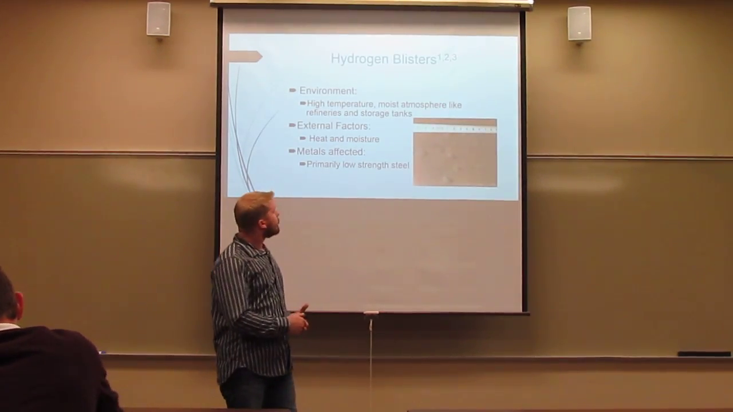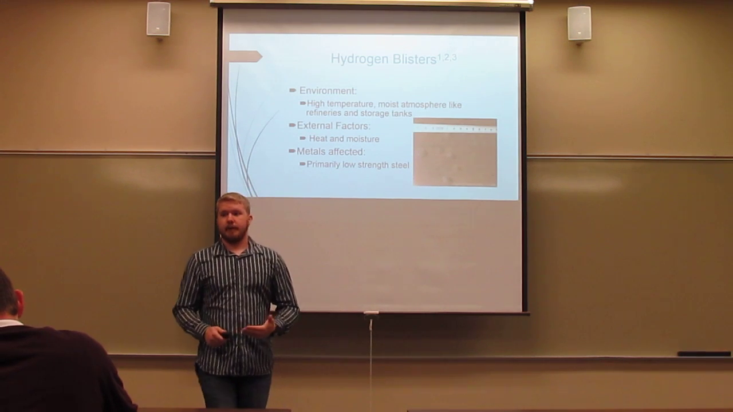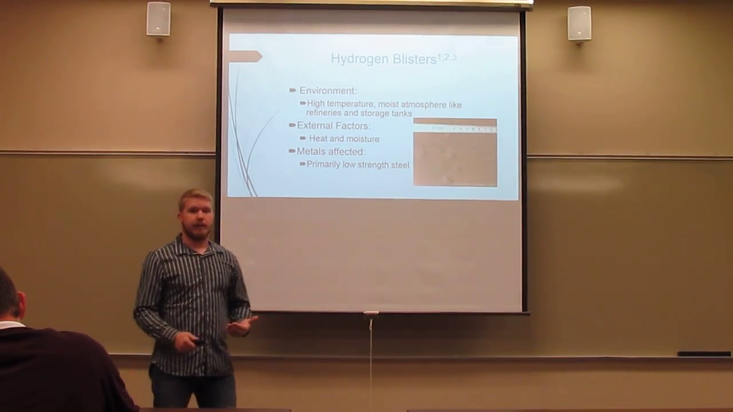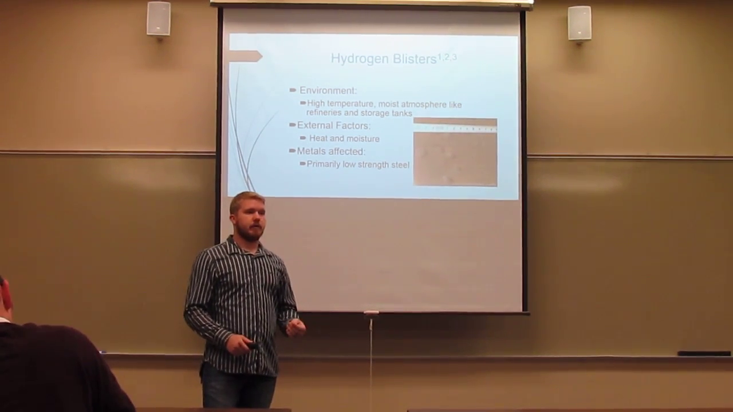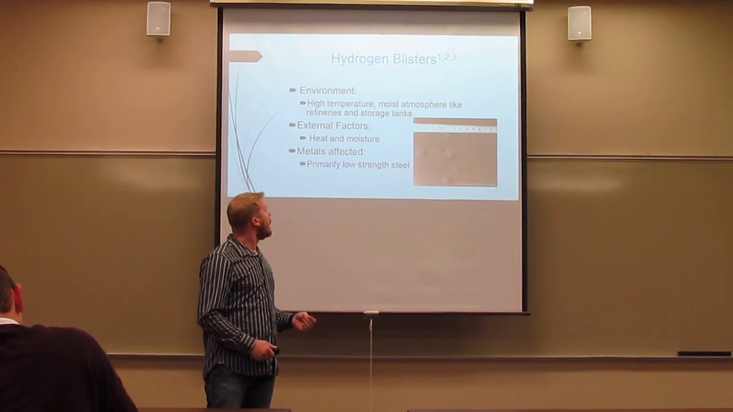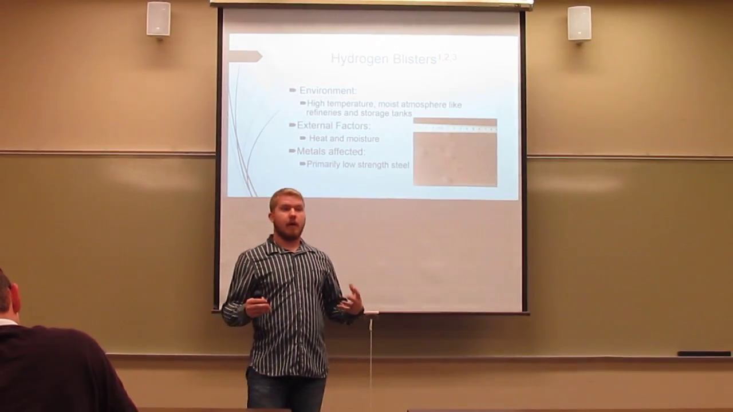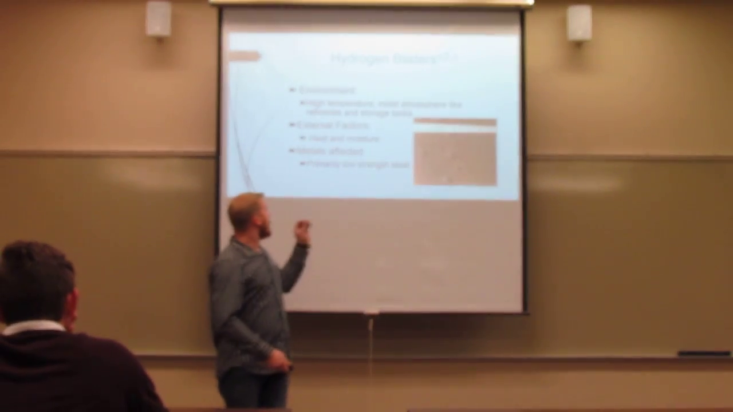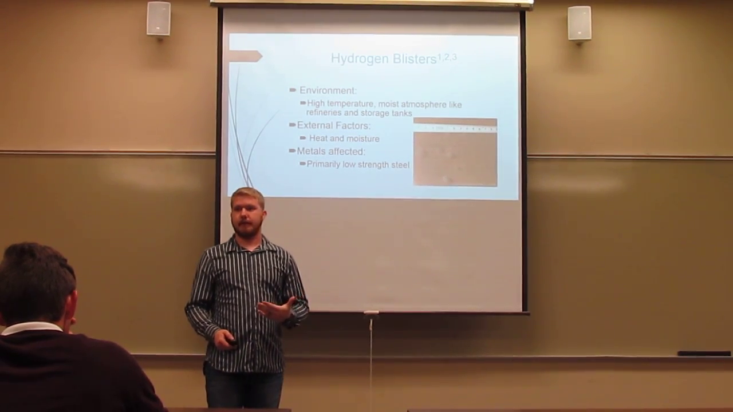The first one is hydrogen blistering. The type of environment it's found in is mostly refinery-type environments with high temperatures and moist atmospheres. External factors that are going to affect it are heat and moisture. Like I said, the moisture brings out actual hydrogen atoms in the atmosphere. They're just going to go down and get these low strength steels, which are the ones that it affects.